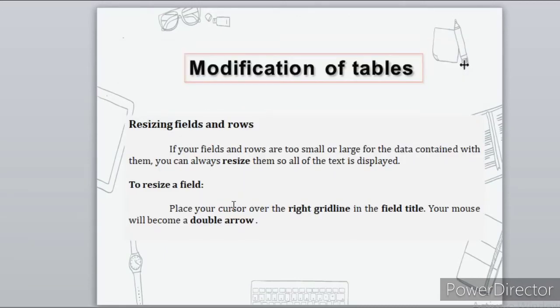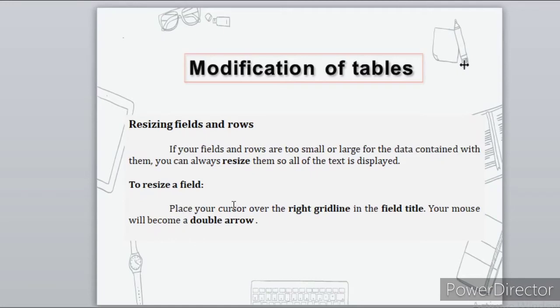Let us see the modification of tables. MS Access offers several ways to modify the table data. These changes are not just about making your table look nice. They can make the table easier to read too. Resizing fields and rows: if your fields and rows are too small or large for the data contained within them, you can always resize them so all the text is displayed.